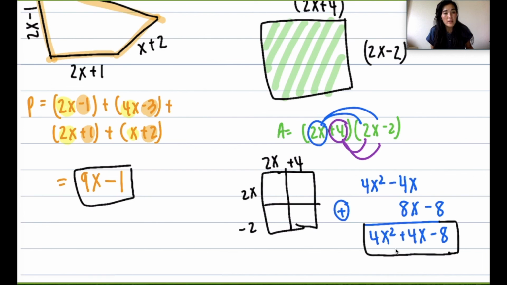All right, so hopefully that makes sense. Let me know if it does not. But again, this lesson is combining our knowledge of multiplying and adding polynomials with the skill then of finding area, volume, or perimeter of a shape.